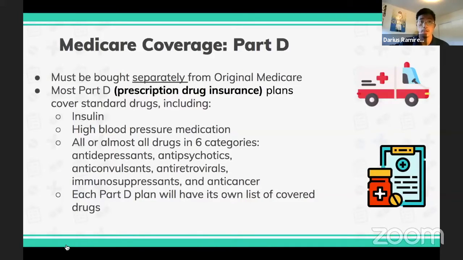And the last part is Part D. So Part D must be bought separately from the original Medicare. So this is the one that covers many prescription drug insurance plans, including insulin, high blood pressure medication, and all or almost all drugs in these 6 categories: antidepressants, antipsychotics, anticonvulsants, antiretrovirals, immunosuppressants, and anti-cancer. Each Part D plan will have its own list of covered drugs that you can ask your insurance about.